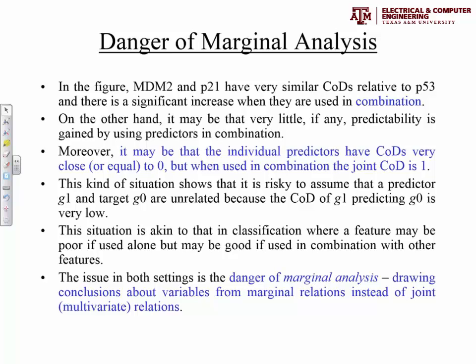and there is a significant increase when they are used in combination. On the other hand, it's possible that very little, if any, predictability is gained by using predictors in combination. Moreover, you can have a situation where the individual predictors might be very poor. They might have CODs very close or equal to 0, but when you combine them together, the joint COD is 1.